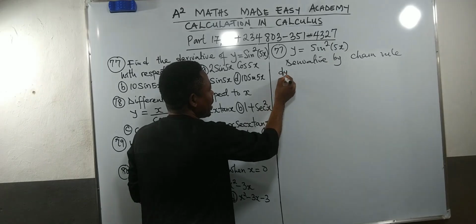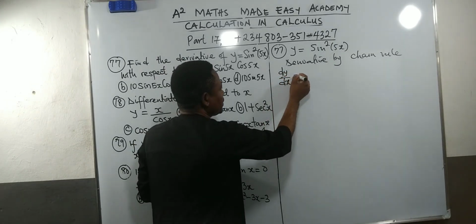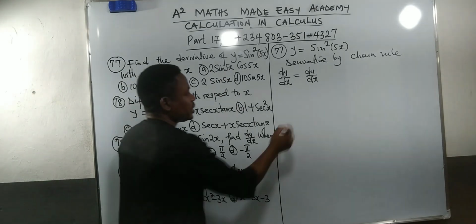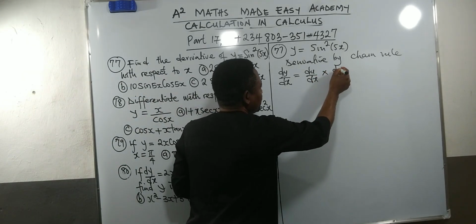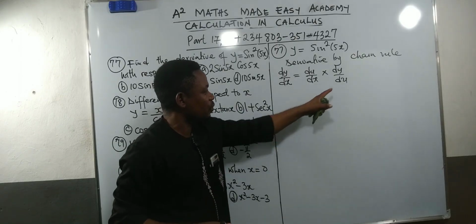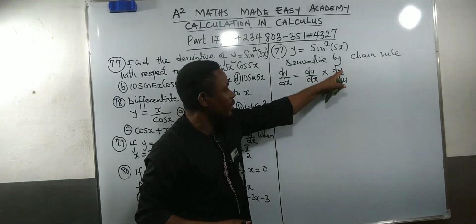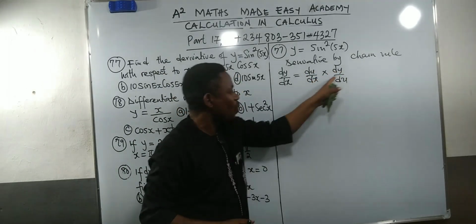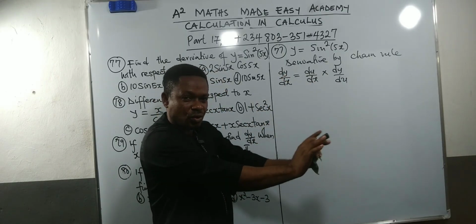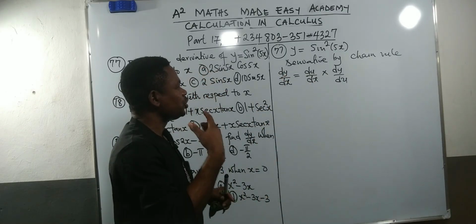Now watch, dy all over dx is equal to du over dx, then multiplied by dy all over du. Now can you observe this? When du cancels du, what remains is dy dx. And dy dx to the right is the same thing as dy dx to the left. And that is why it is called chain rule.